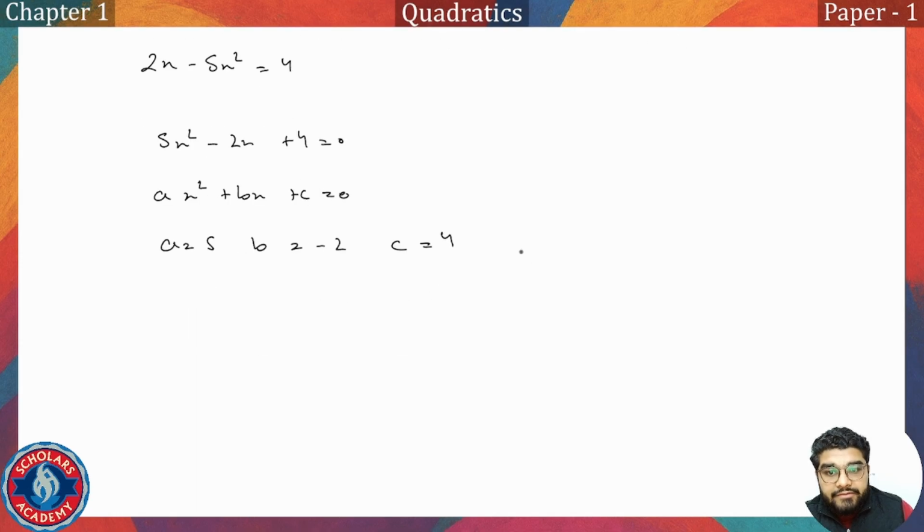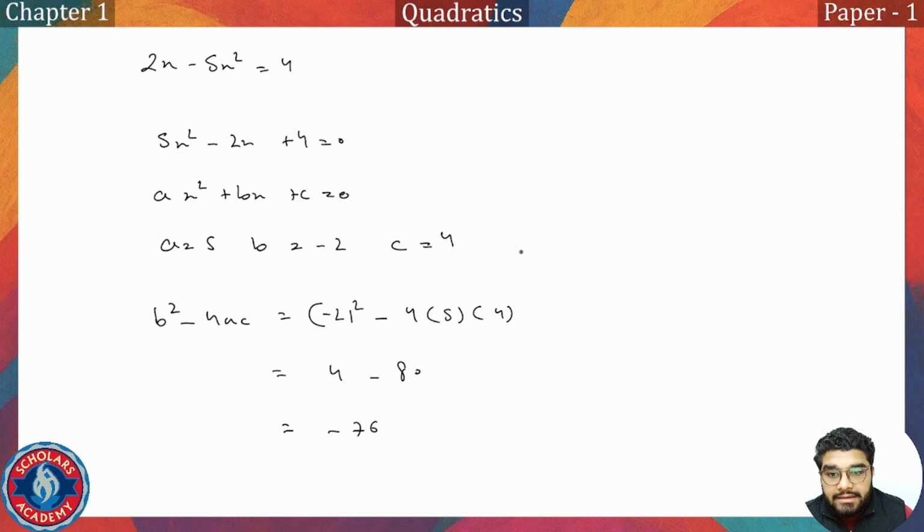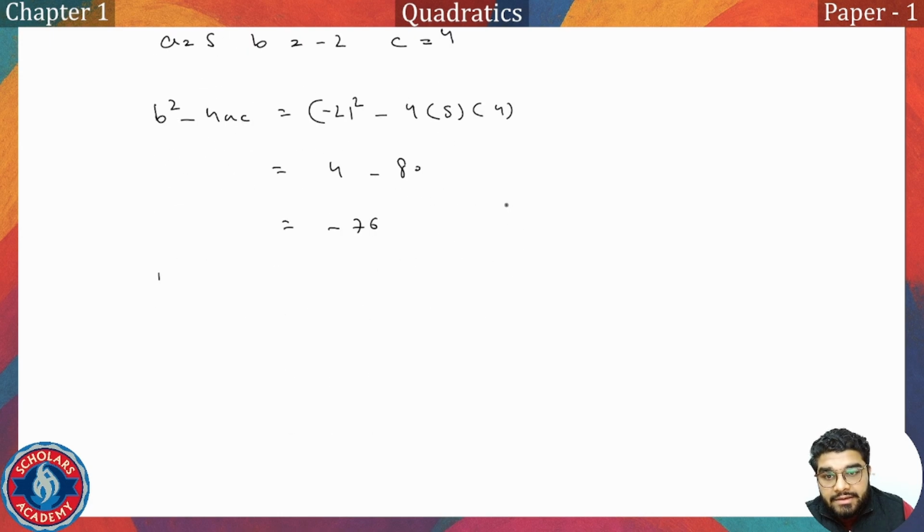Now we get the value of a, b, and c. Finding the value of discriminant b square minus 4ac is equal to negative 2 square minus 4 times 5 and c is 4. So from here we get 4 minus 4 times 4 is 16, 16 times 5 is 80. So we get negative 76, and the value of discriminant is negative. B square minus 4ac is less than 0. It means we have no real root, right?